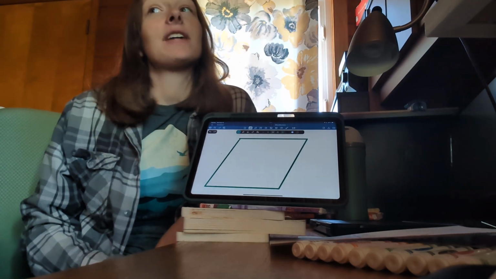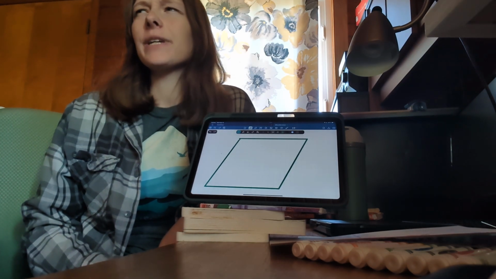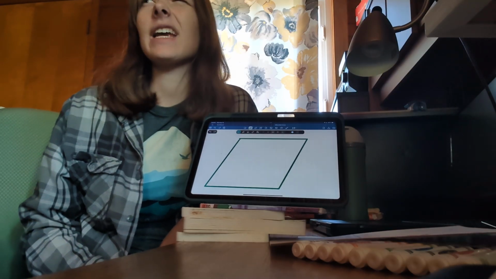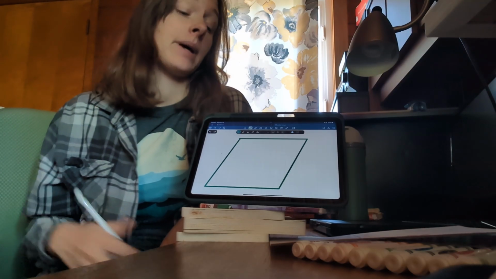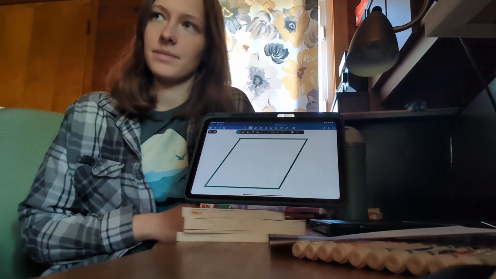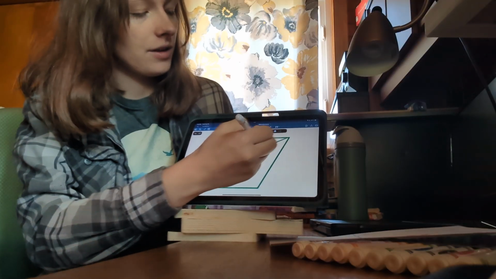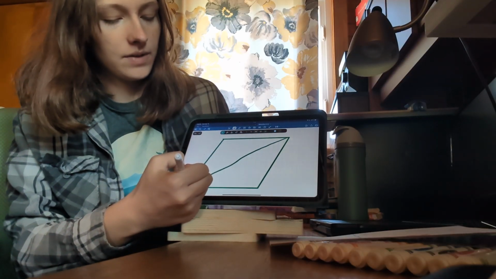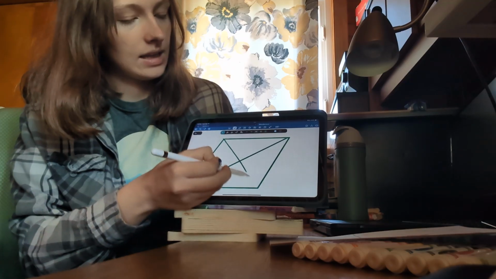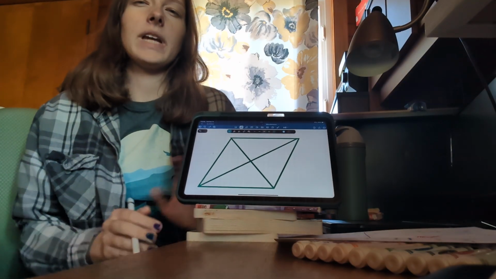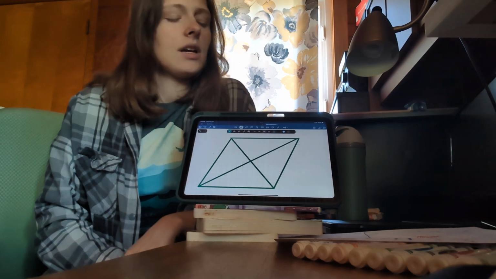All right, class, let's head back to our seats and let's regroup. Let's talk about what we proved and let's see if we can all get on the same page about parallelograms and their diagonals. So, since we're talking about the diagonals, let's draw those in. There we go, one of them. And there we got the other one. Perfect. So, we're working with a parallelogram.